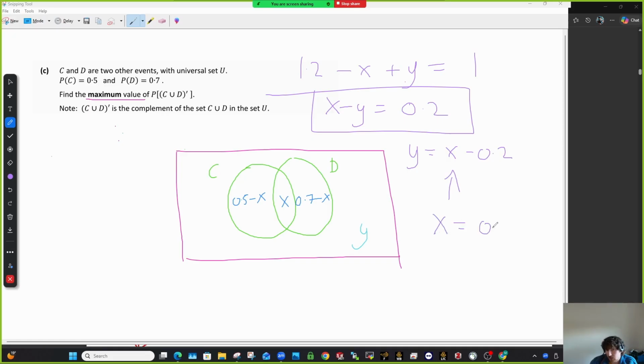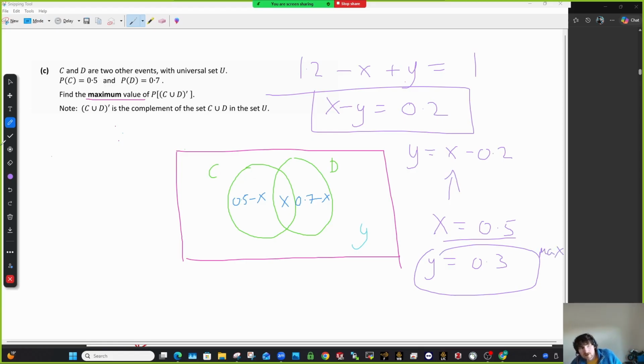So you set x to be equal to 0.5, and when that's the case, that's as big as x can be, y will equal 0.3. You go 0.5 minus 0.2. Okay, so that's the max it could ever have.